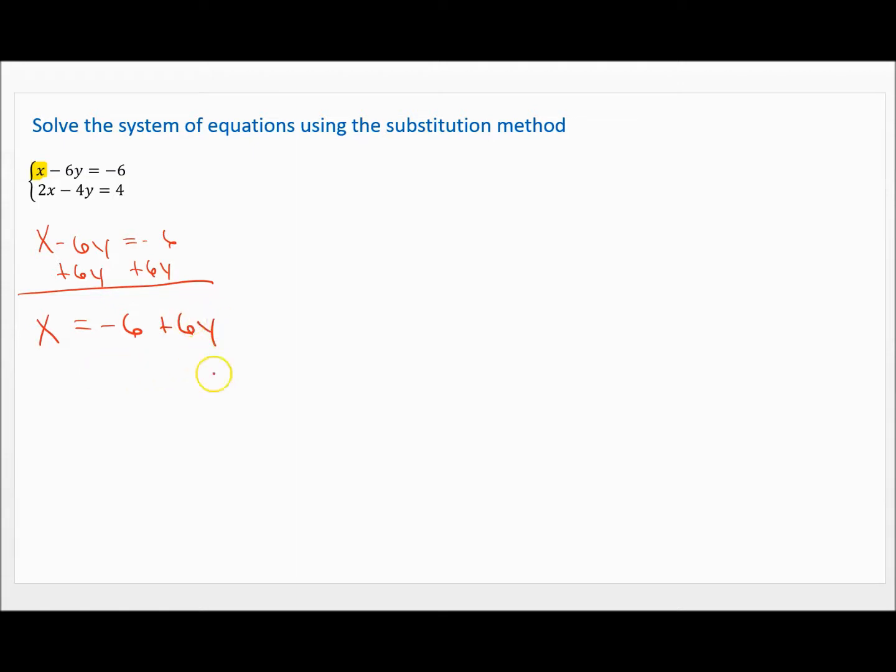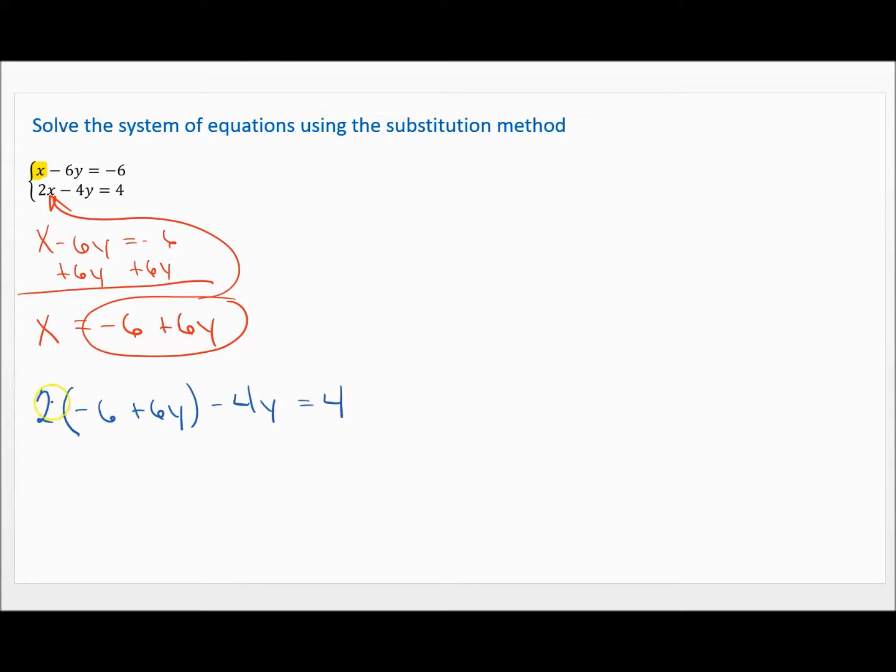Those are not like terms, right? So I can't combine them together. Now I'm going to take this x and plug it into the second equation for that x right there. So now I have 2 times negative 6 plus 6y, because that's 2 times x, and x is negative 6 plus 6y, minus 4y is equal to 4. Next step is always the distributive property. So 2 times negative 6 is negative 12. 2 times 6y is 12y, minus 4y equals 4.